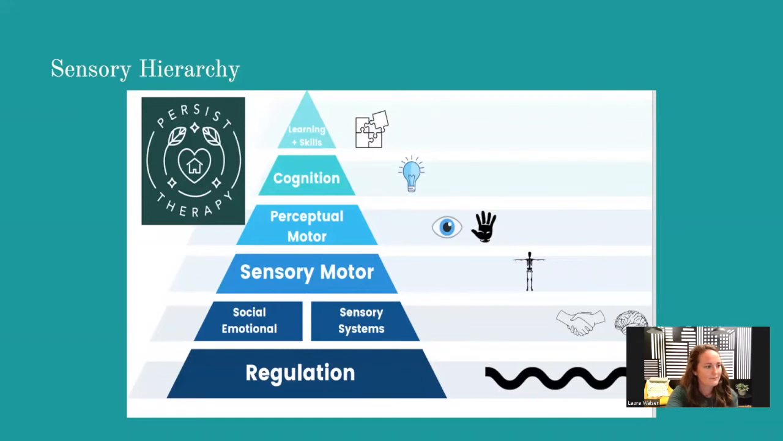So I am sure that some of you have heard of Maslow's hierarchy of needs.